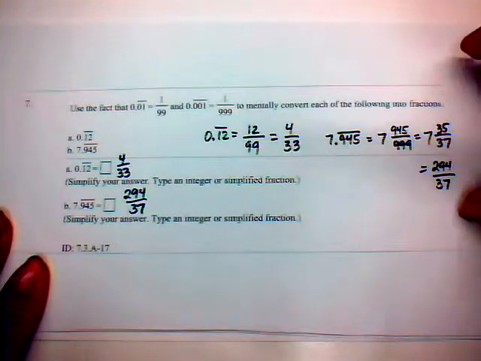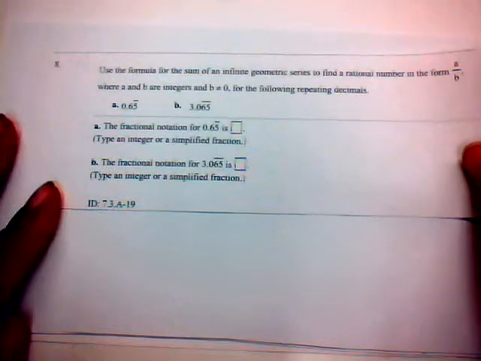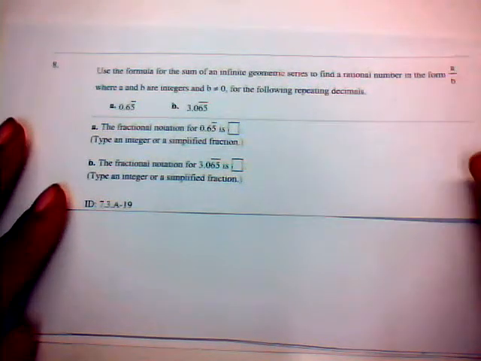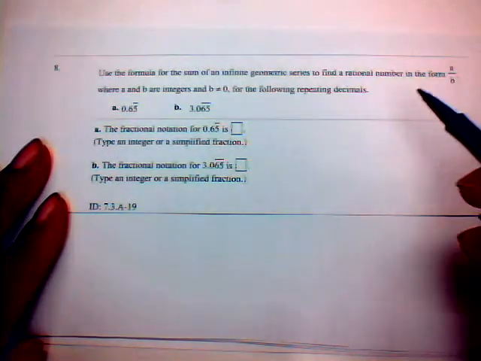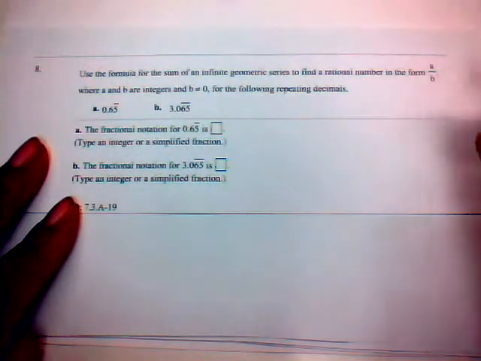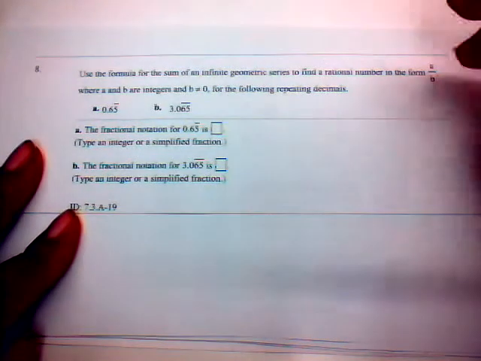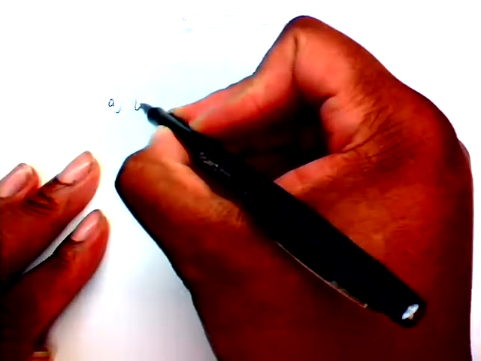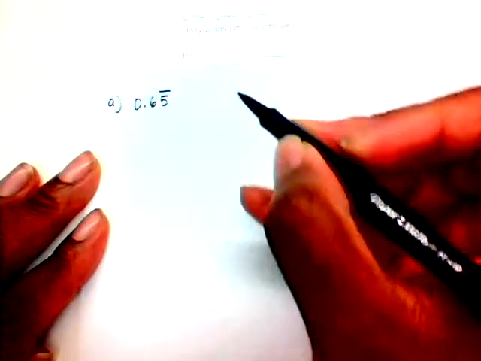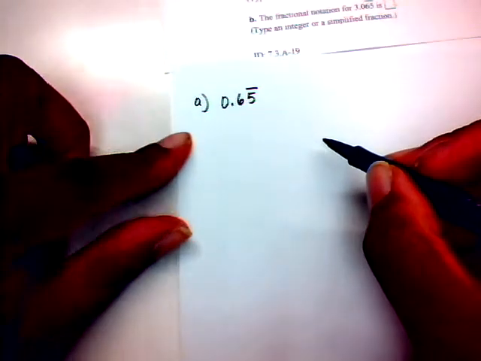Okay. And finally, problem number 8. You're going to use the formula to find the sum of an infinite geometric series. You're going to use that formula to find a rational number in the form of a over b, where a and b are integers and b is not equal to 0, for the following repeating decimals. In this case here in part A, you got 0.65, but only the 5 repeats. Okay, and I'm going to do this one.